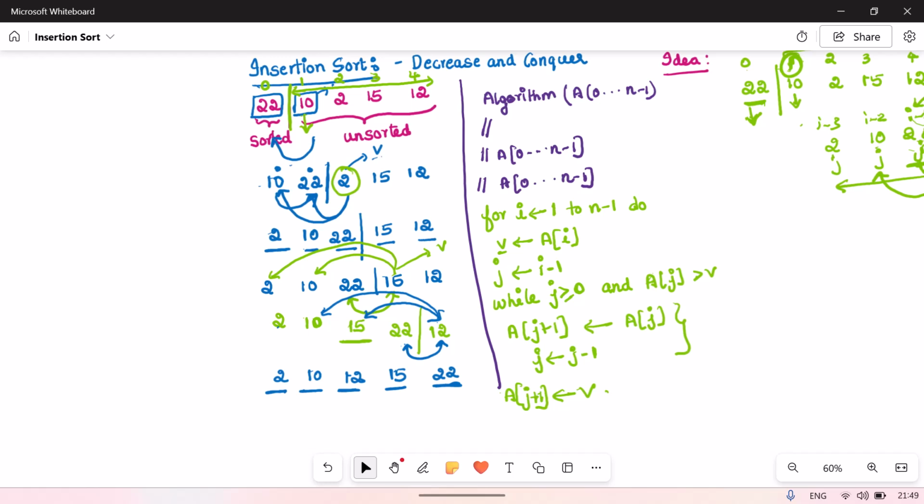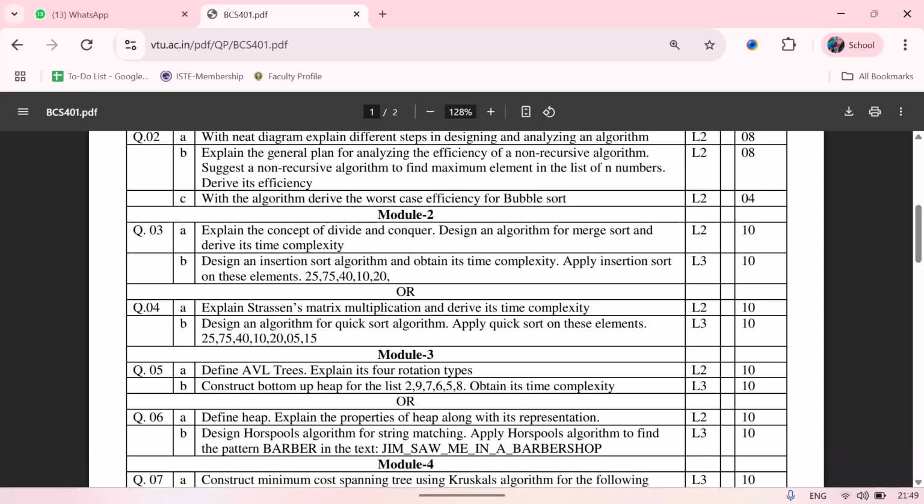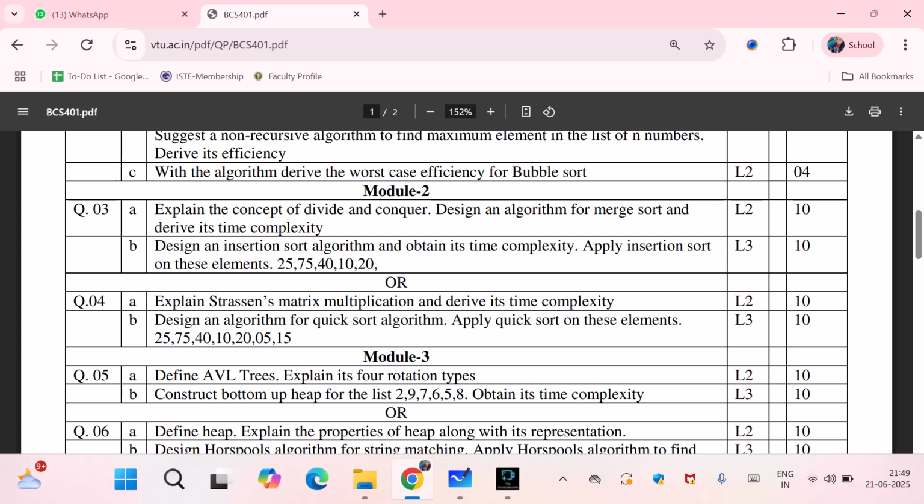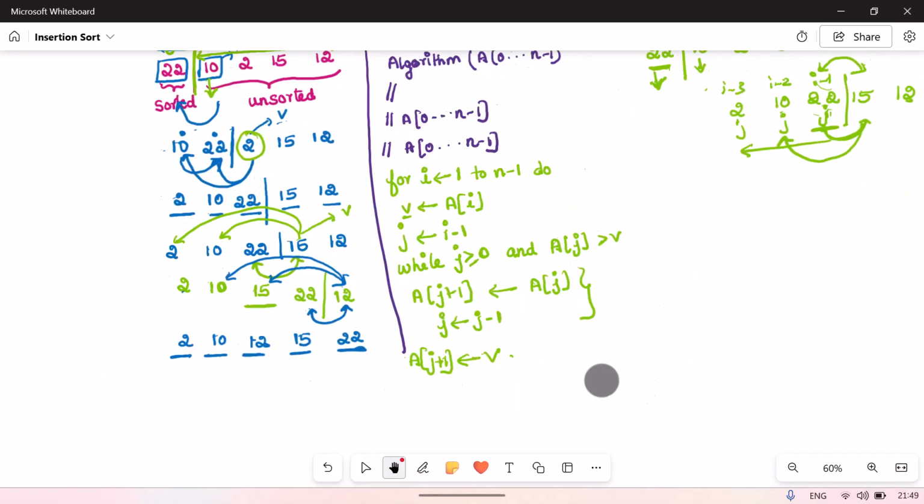Let us do the calculation. See, in the model question paper, there is one question here. Design an insertion sort algorithm. So whatever algorithm I have said, that you will have to write. Obtain its time complexity. We'll do the time complexity. And they have given certain elements 25, 75, 40, 10 and 20. You have to do the insertion sort on those elements and sort them. Okay. So let us first do the time complexity, because the elements are anyways over here.